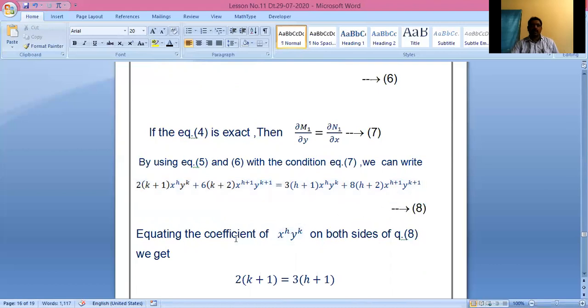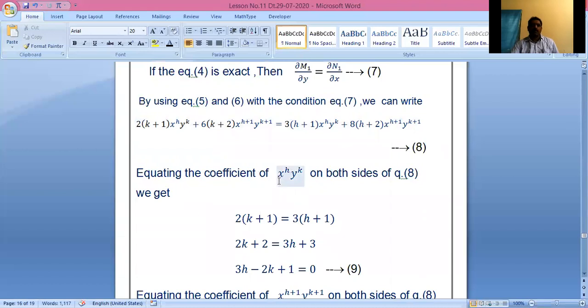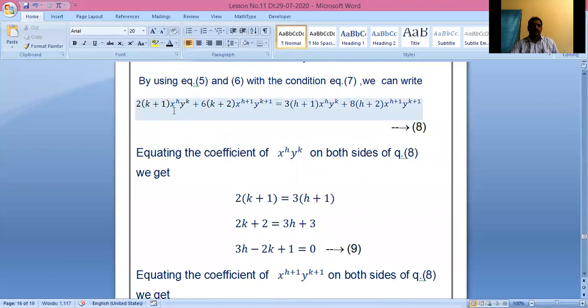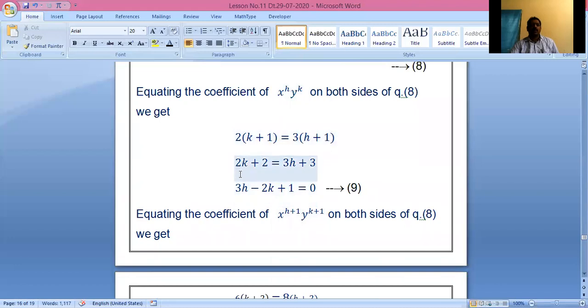Let this equation be 8. Now equating the coefficient of x to the power of h y to the power of k on both sides of equation 8, we get here x to the power of h y to the power of k coefficient is 2 into k plus 1. In this right side, here x to the power of h y to the power of k coefficient is 3 into h plus 1. By equating these two, we get 2 into k plus 1 is equal to 3 into h plus 1. Therefore, 2k plus 2 is equal to 3h plus 3. That implies 3h minus 2k plus 1 is equal to 0. Let this be equation 9.